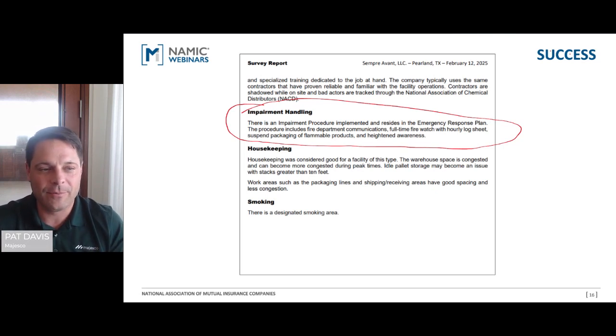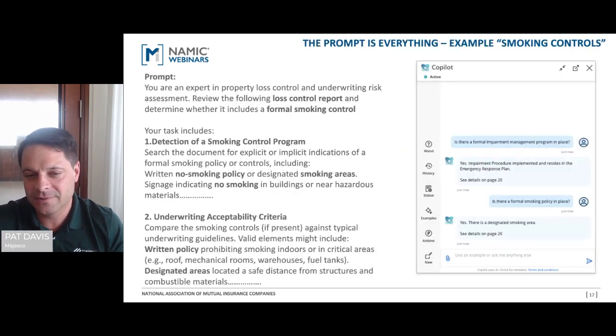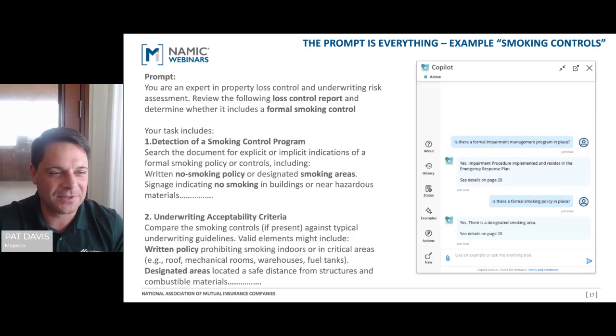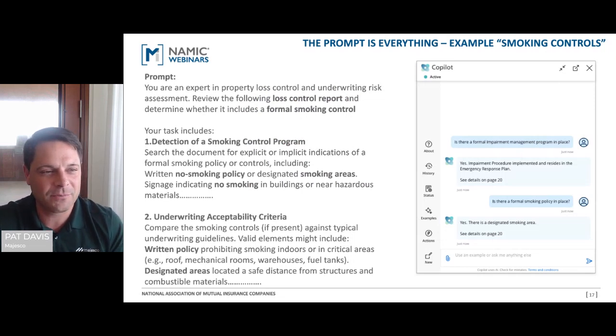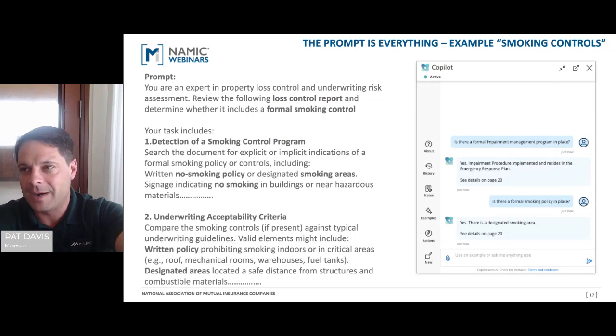Another example, which is much simpler, is smoking controls. Again, in this particular circumstance, it's detection of a smoking control. Same idea. You are an expert in property loss control and underwriting risk. Review the following loss control report. Here's what the detection of a smoking control program will look like. Here's the underwriting acceptable criteria. And yes, it was able to find this.